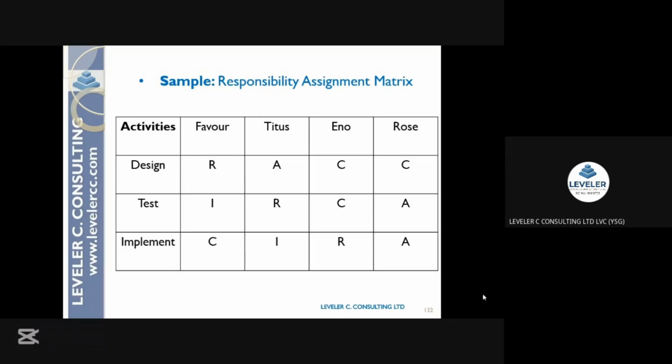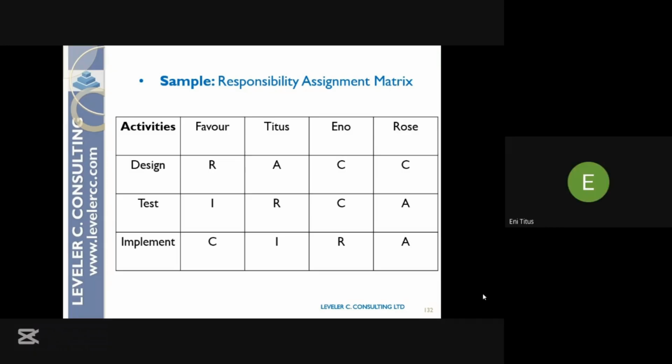Whose responsibility is it to implement? Eno. Beautiful. Eno is responsible for the implementation. Who needs to be informed? Titus. Beautiful.